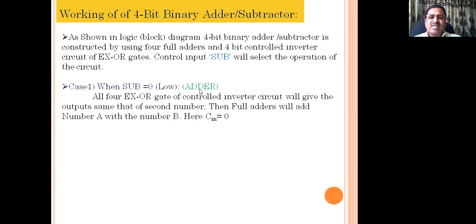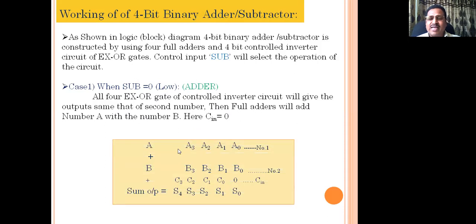The control input SUB, also called the subtract input, will select the operation, either adder or subtractor. Let the first case be an adder, when the sub input is 0 or low. As we have discussed already, all 4 XOR gates of the controlled inverter circuit will give the same output as the remaining input, the second number. Then the full adders will add the number A with the second number B as it is. At this instant, carry in is 0. Just addition of A with B.